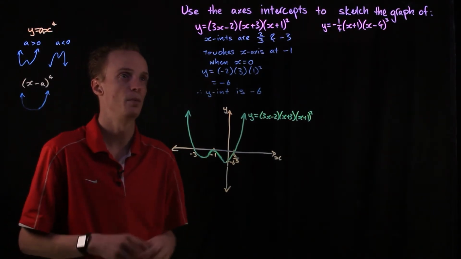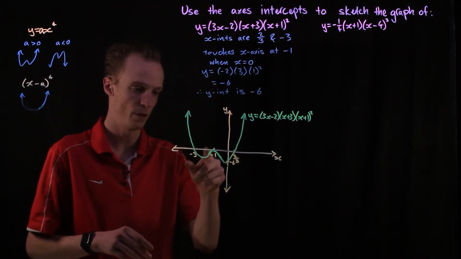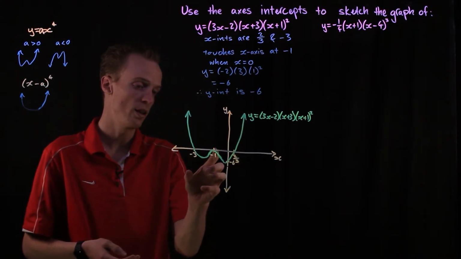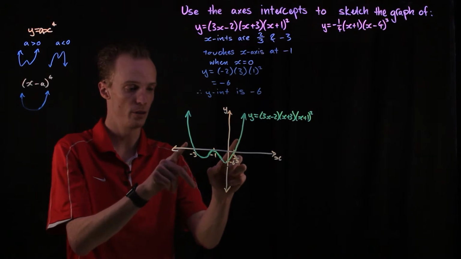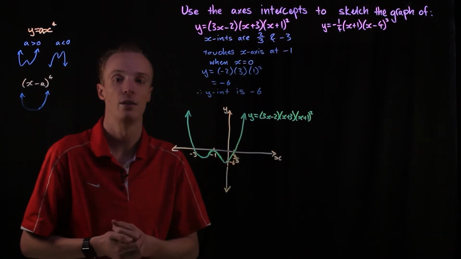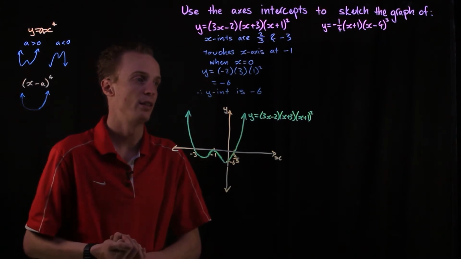So what you can see here, because my a value is positive, it's going to have this overall convex shape or open upwards. It's touching at -1, but it's cutting through at 2/3 and -3. And it's also cutting the y-axis at -6. So that's how we go about sketching that one.